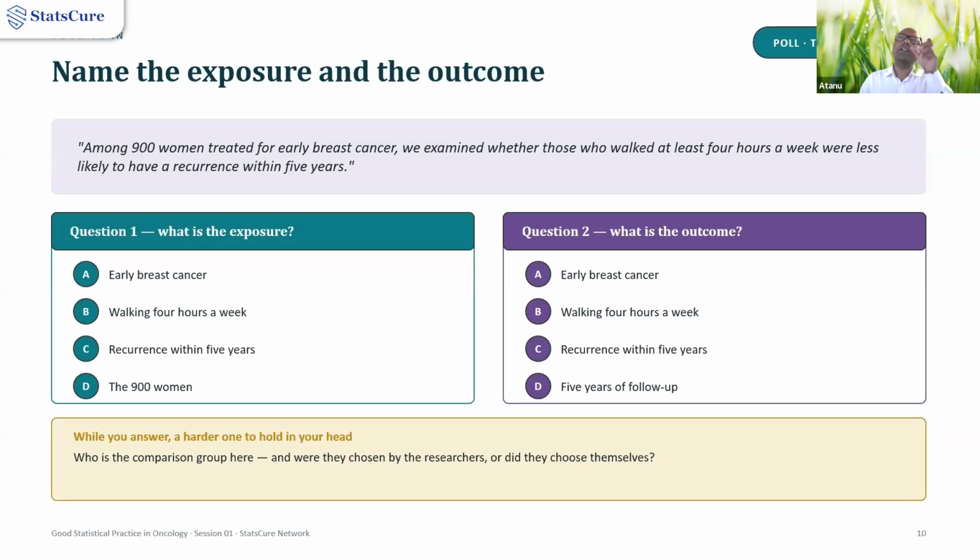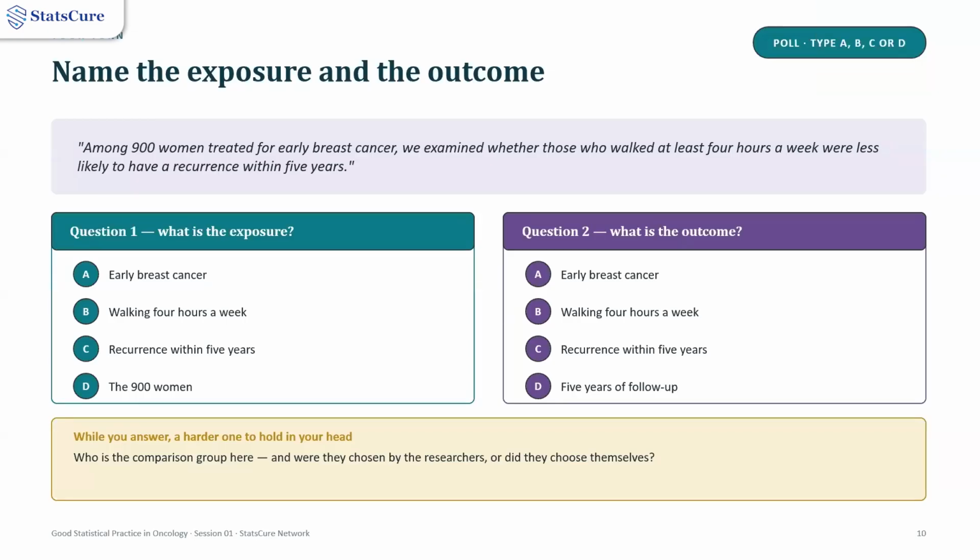So now the question is: what is the exposure here and what is the outcome here? Early breast cancer, working 4 hours a week, recurrence within 5 years, on the 900 women. Would anyone like to give an answer voluntarily? That would be really appreciated. One can put it in chat or unmute and answer as well.